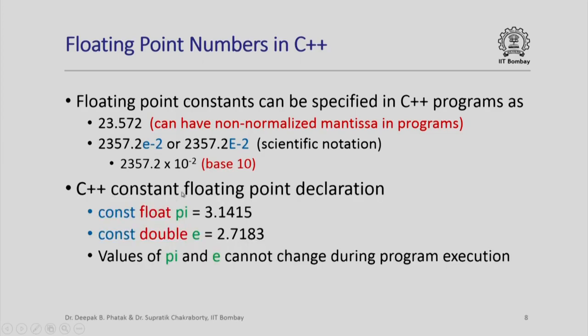Constant floating points can also be declared in a C++ program using the const qualifier, which we have already seen earlier. So for example, if I say const float pi equals 3.1415, it means that pi has a floating point value which is not going to change during program execution, and this is the value. Recall, we used such constants when calculating the surface area of a tank in an earlier lecture, or I could say const double E is 2.7183.